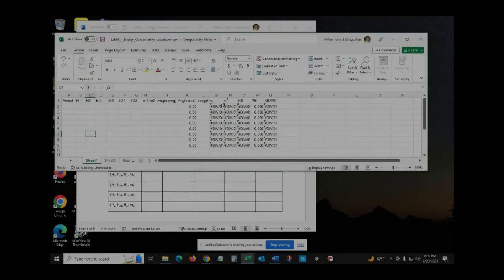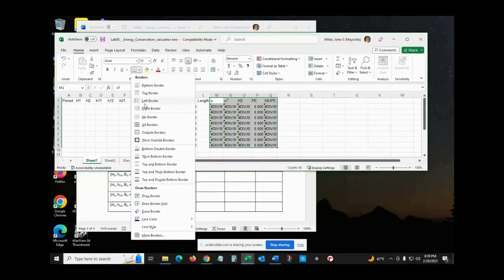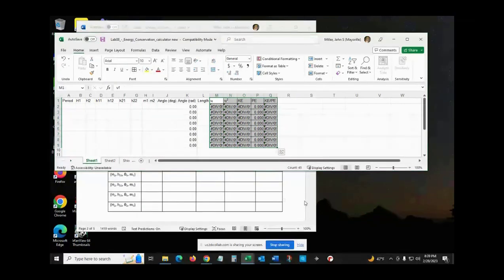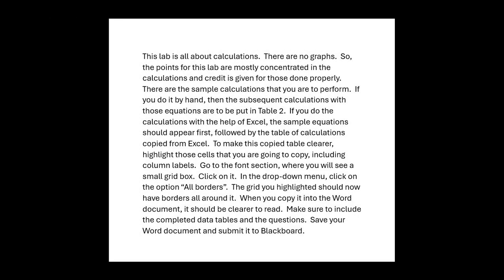To make this copied table clearer, highlight those cells that you are going to copy, including the column labels. Go to the font section where you will see a small grid box. Click on it. In the drop-down menu, click on the option All Borders. The grid you highlighted should now have borders all around it. When you copy it into the Word document, it should be clearer to read. Make sure to include the completed data tables and the questions. Save your Word document and submit it to Blackboard.